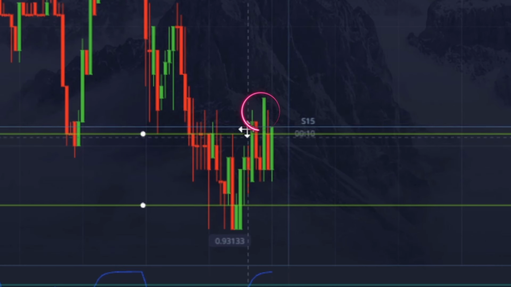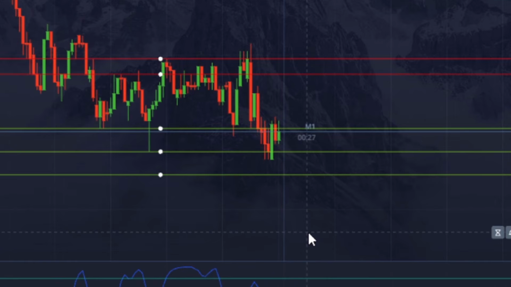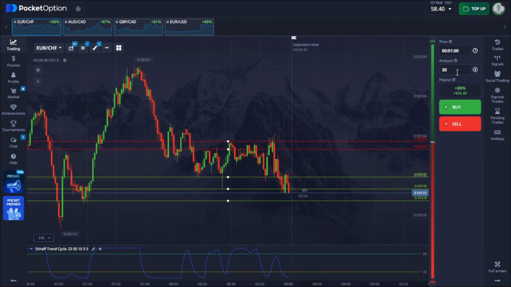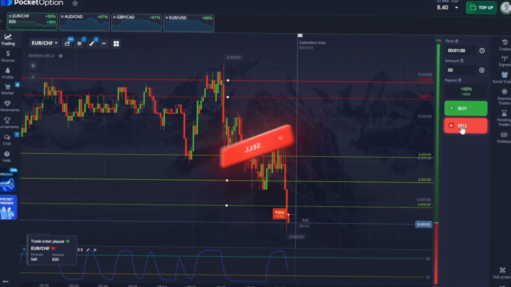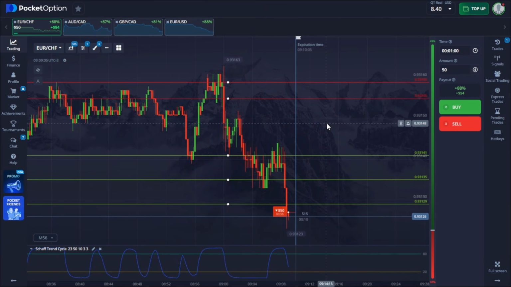Let's wait for that. Guys, that's very volatile to be honest, okay? Even with 1 minute, 15 seconds, that's just very volatile. I can enter on the downside here. Let's increase our amount, $50. And we got a good one right here. We just performed that, okay?